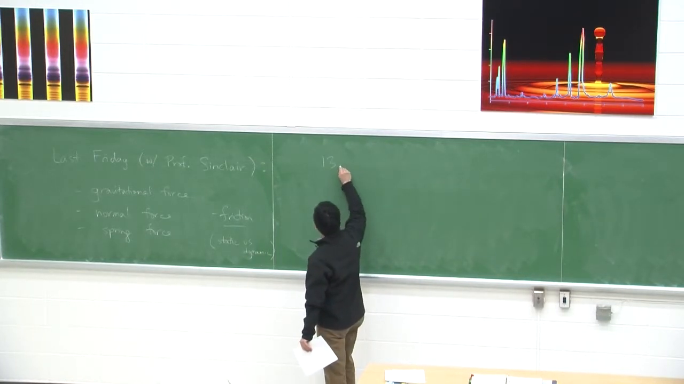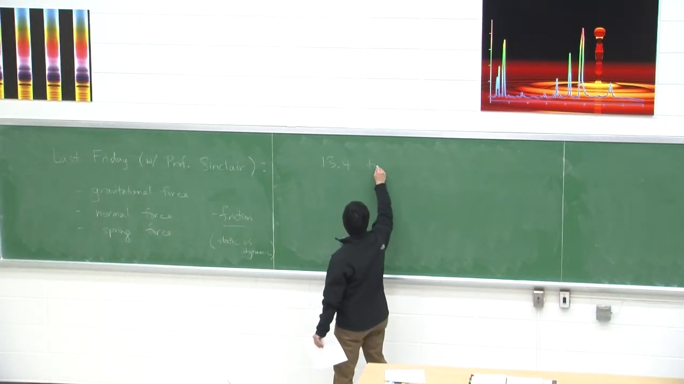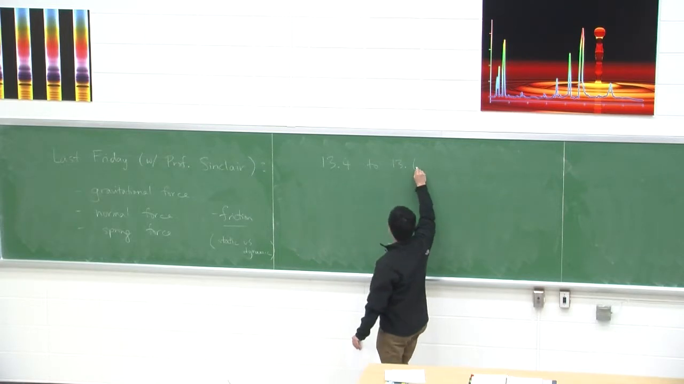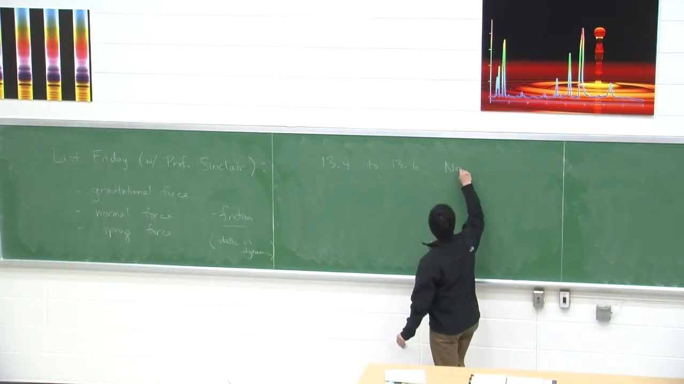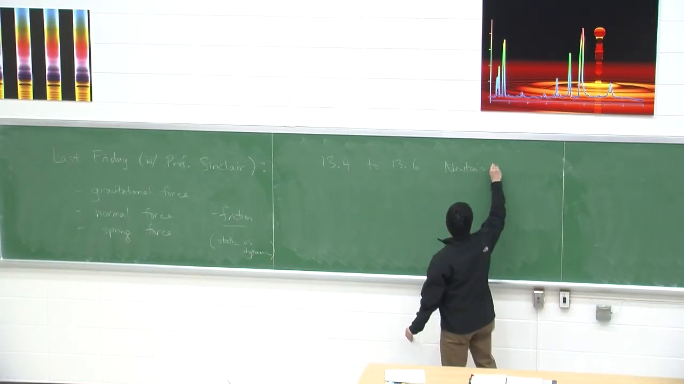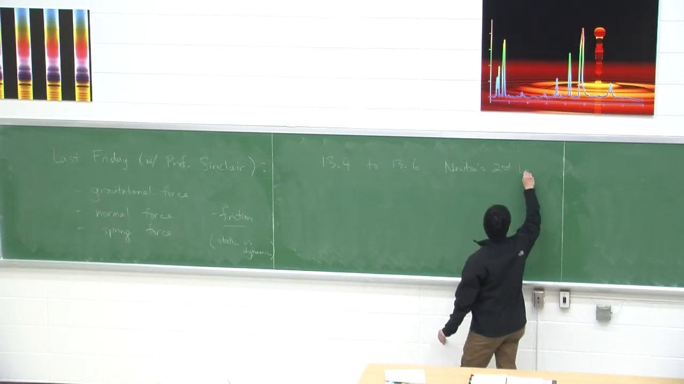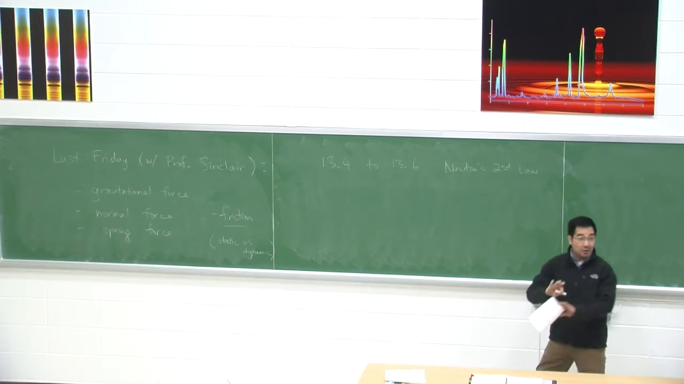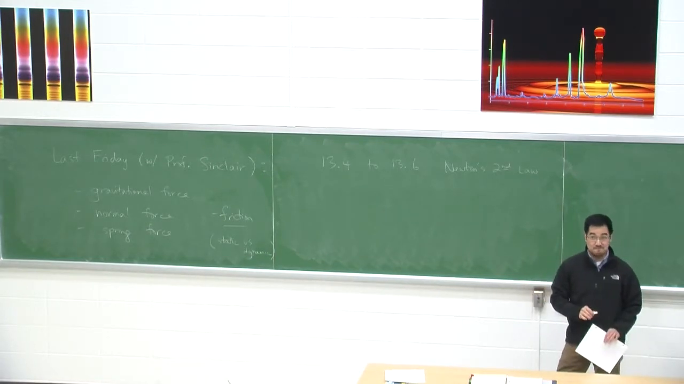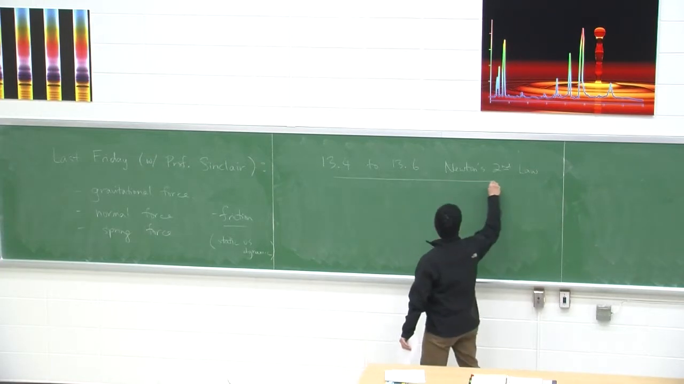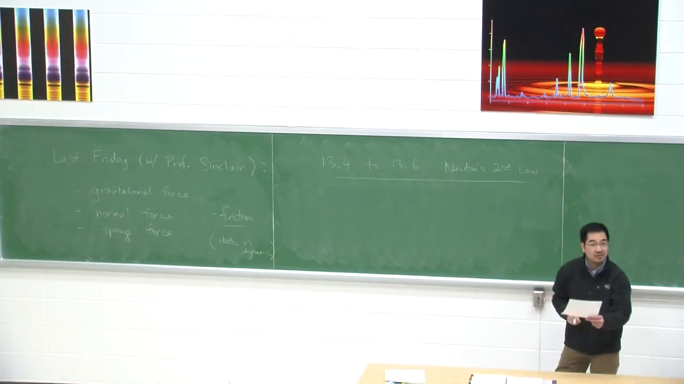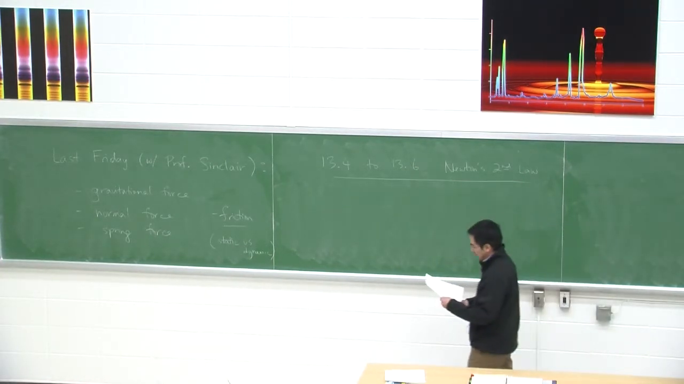So this is chapter 13.4 to 13.6 in your textbooks. And it's going to be like Newton's second law for all three different coordinate systems. Okay? So picture this, and I'll just write them all on the board and we can just look at them for a bit and contemplate what all that means.